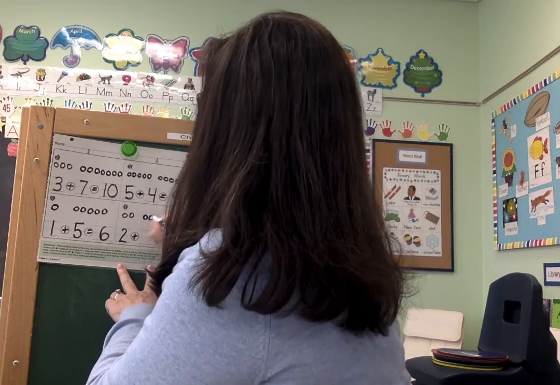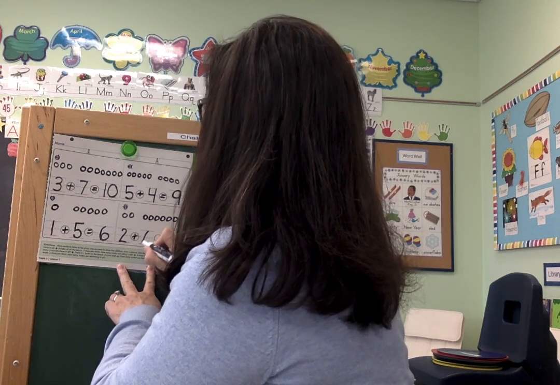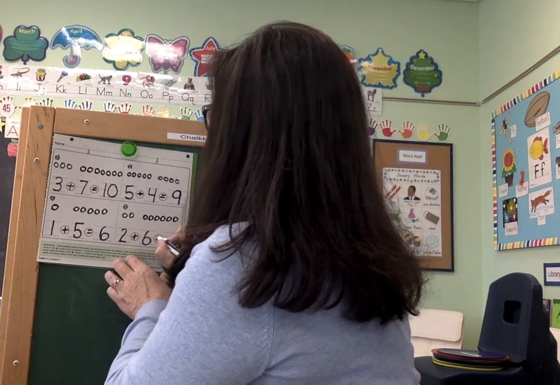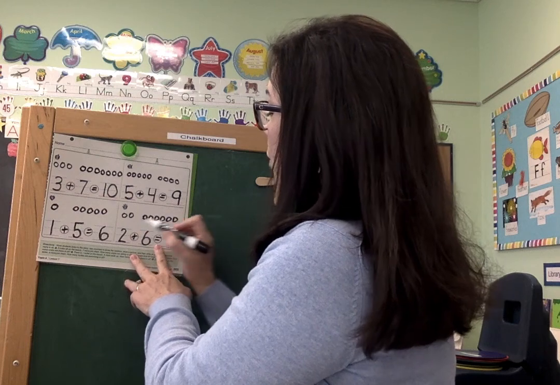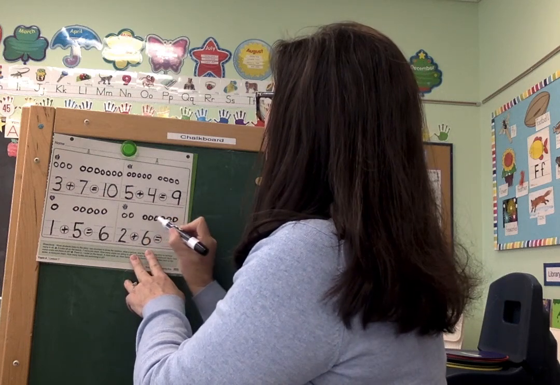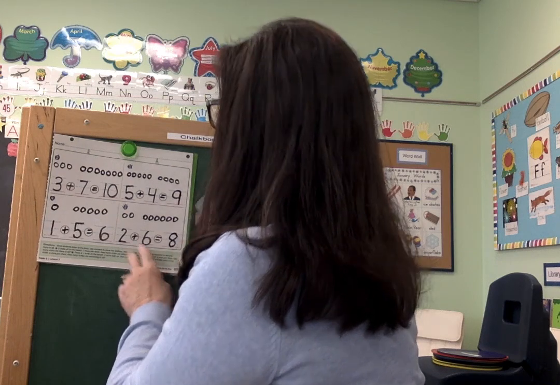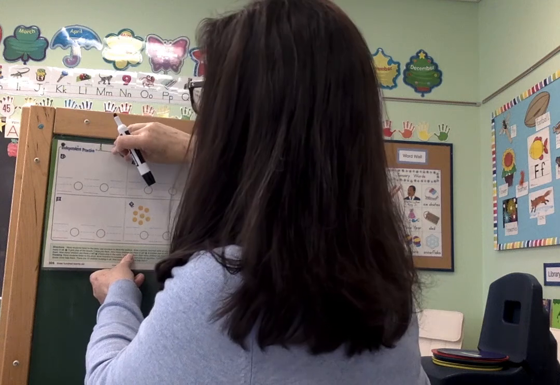1, 2, 3, 4, 5, 6. Write the number 6. We've got 2, 6. We want to know how many in total. So we're going to come back and count all our counters. 1, 2, 3, 4, 5, 6, 7, 8. 2 plus 6 equals 8. Flip your page over.